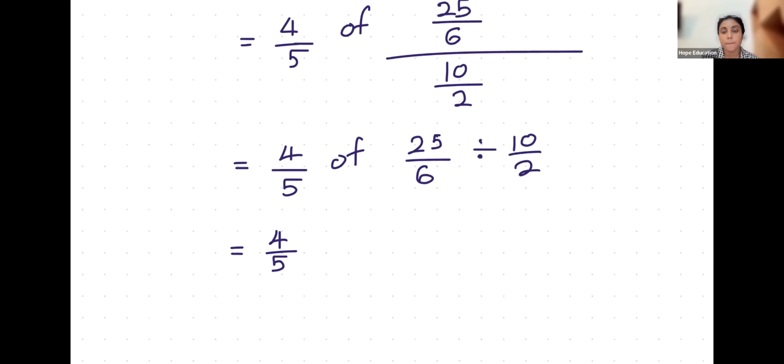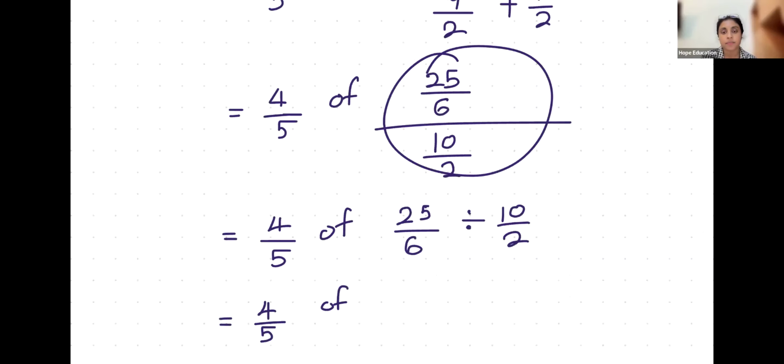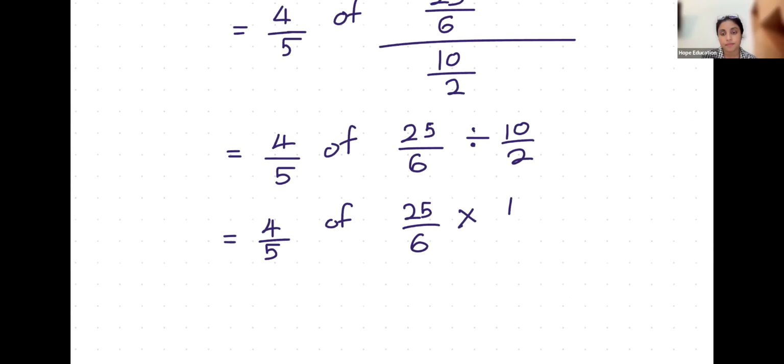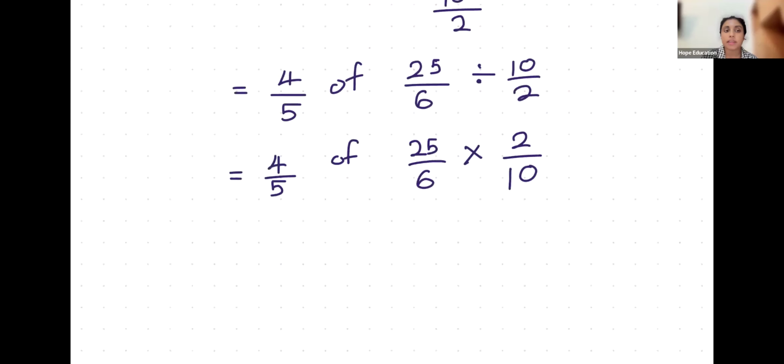of here. Now since this is the first one, let's simplify it first. This becomes reciprocal 10 over 2. Sorry, 2 over 10. Here the "of" also becomes multiplication and we can simplify all of them together, children. This "of" also becomes multiplication, no. So you can simplify all of them together.